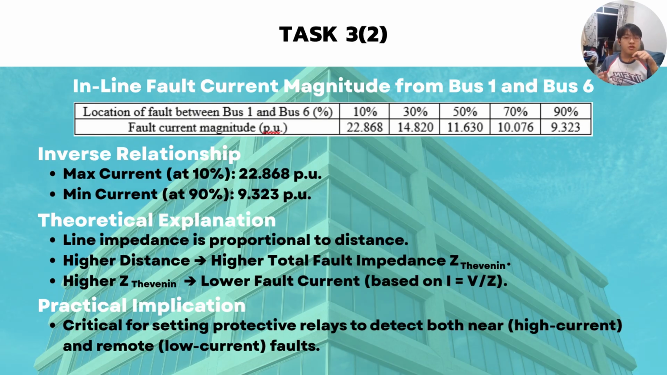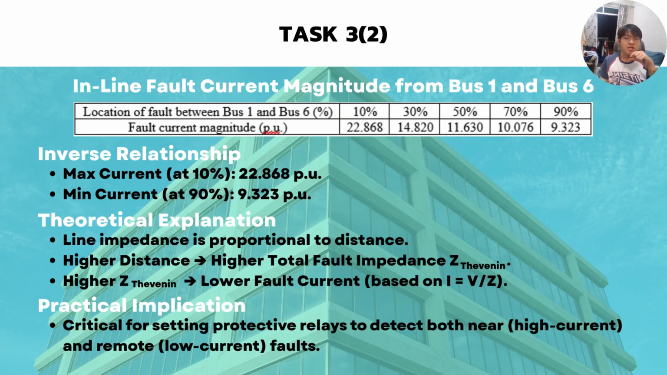Next, in task 3.2, we analyze how fault locations affect current magnitude. The data clearly shows an inverse relationship. As a fault moves further from the source bus, the current decreases significantly. The theoretical reason is that a longer line path adds more impedance to the circuit. As the formula I equals V over Z shows, higher impedance leads to lower current.